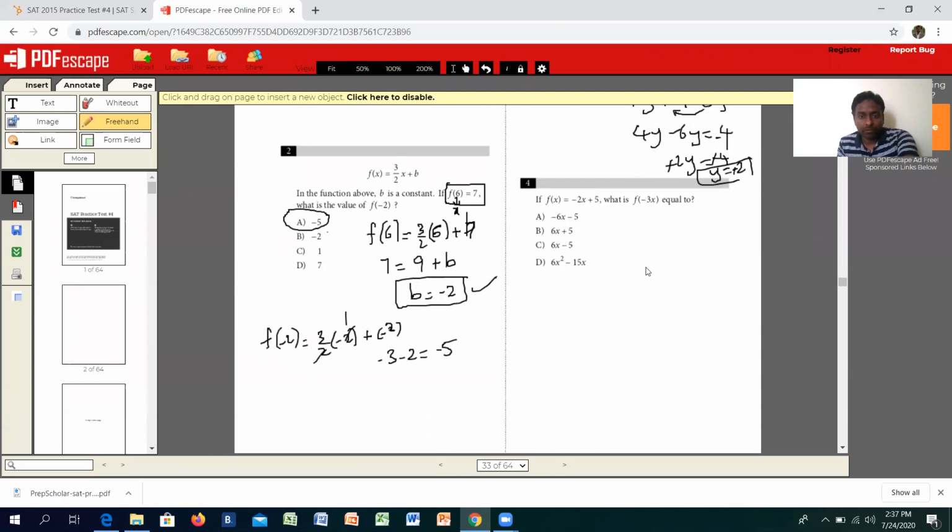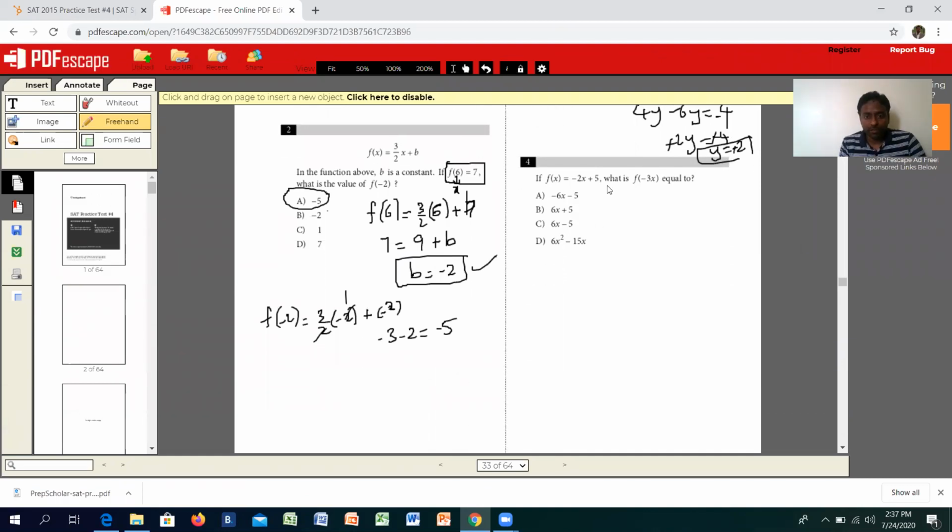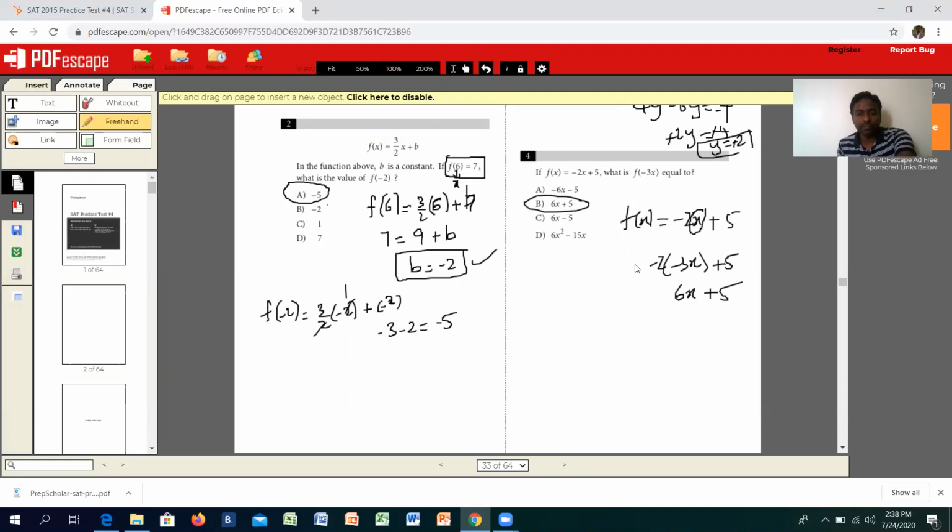Okay. So now f of x is another function, negative 2x plus 5. What is f of negative 3x equal to? So you just have to replace, as our question is f of x is negative 2x plus 5. They are asking us f of negative 3x. Replace x with negative 3x. So you get 6x plus 5. Bingo, that is B, your answer.